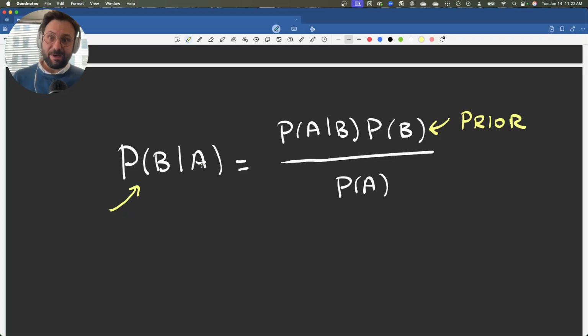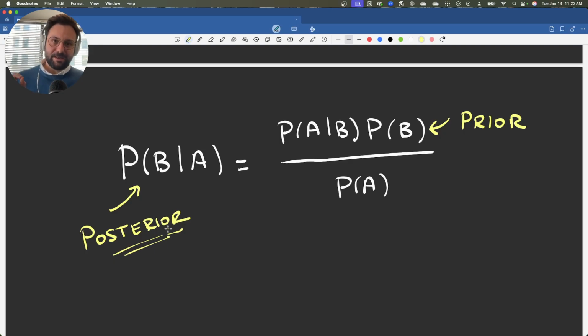So this thing is my observation. I'm conditioning on it. And with this, hopefully I'm having a better understanding of the thing that I would like to measure, and I'm now able to update my prior to posterior. So this thing is called the posterior. And at this point, let me stop and again talk about the prior and posterior.